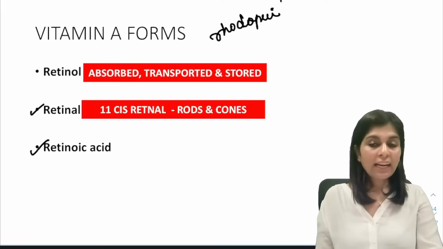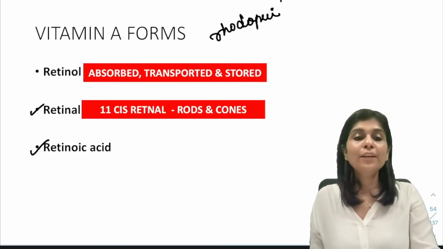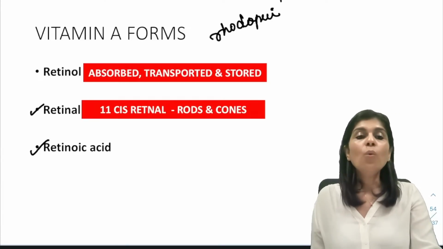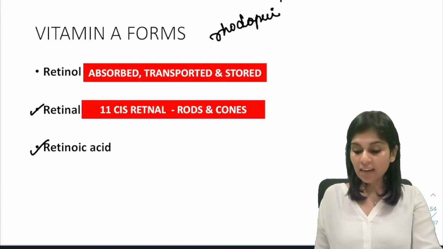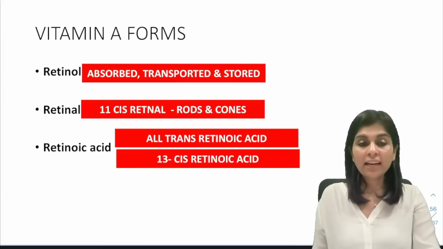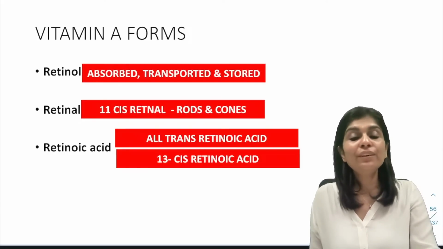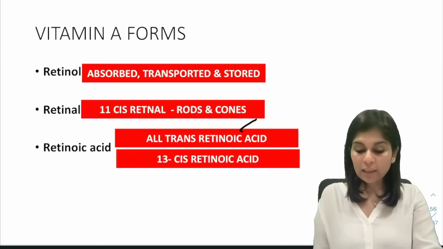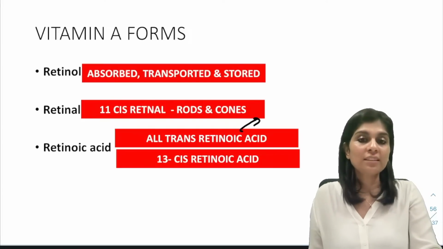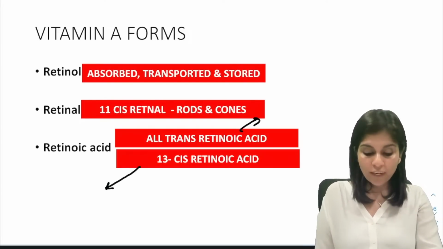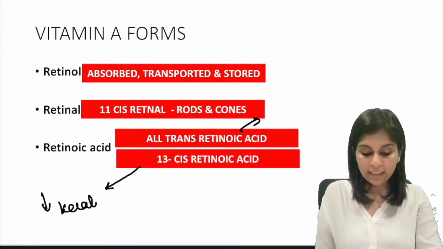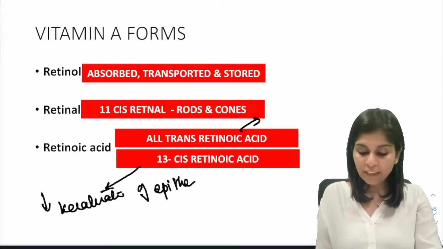And then retinoic acid. What about retinoic acid? There are 2 forms of retinoic acid. One is all-trans retinoic acid. The other one is 13-cis retinoic acid. All-trans retinoic acid helps in growth and differentiation of cells, whereas 13-cis retinoic acid suppresses keratinization of epithelium. Do you all understand this? What is the significance of 13-cis retinoic acid? It suppresses keratinization of epithelium.